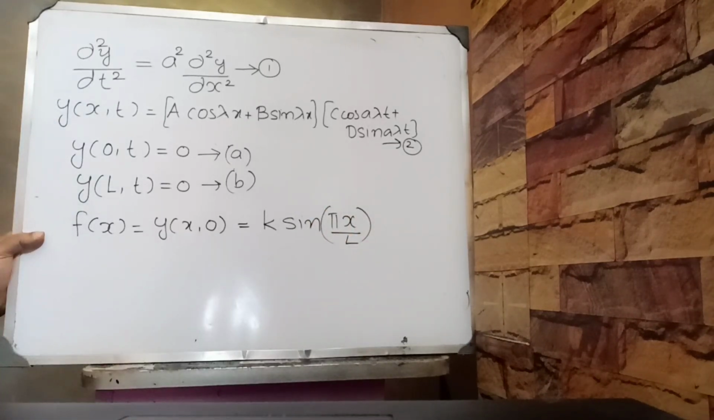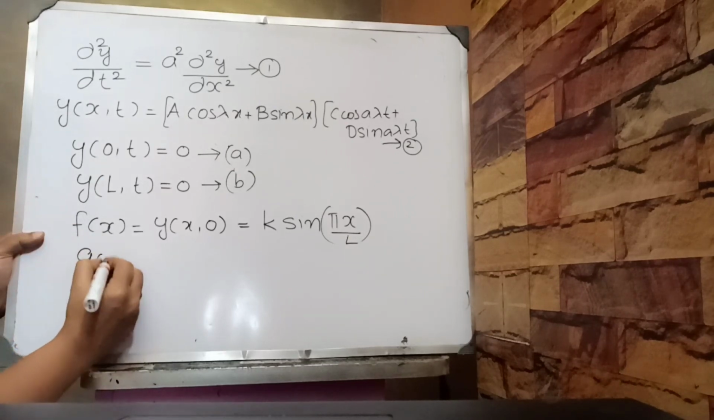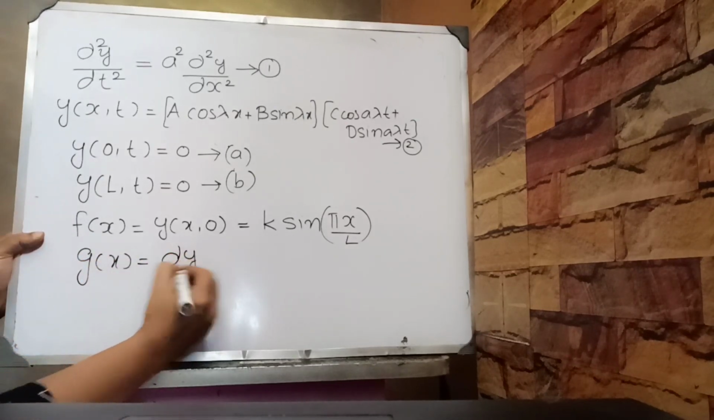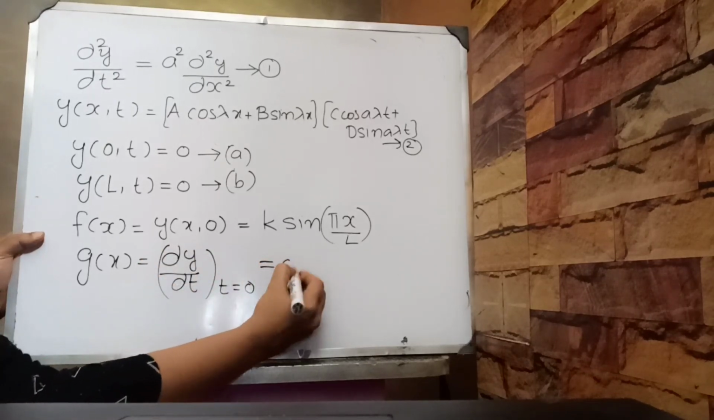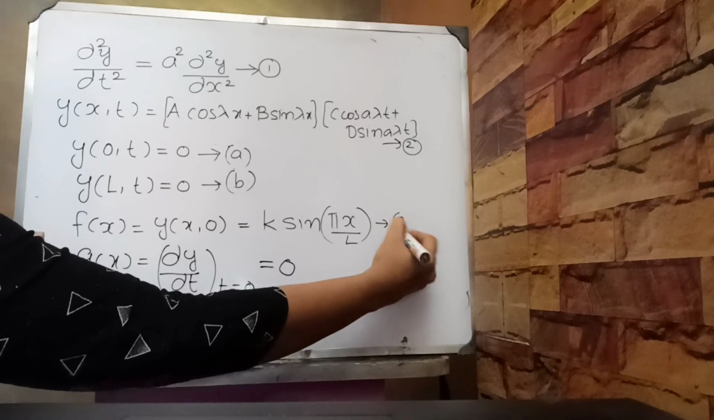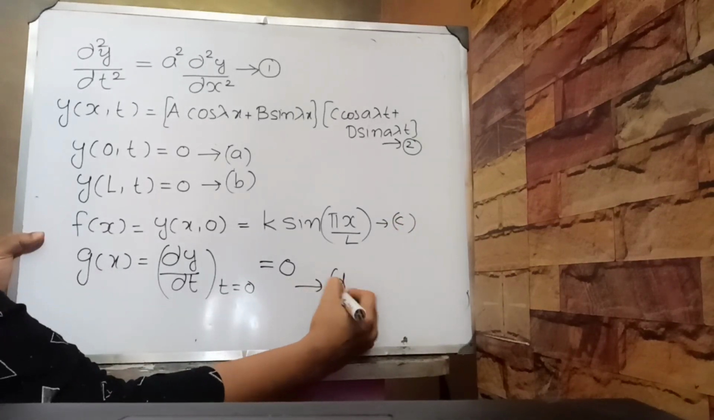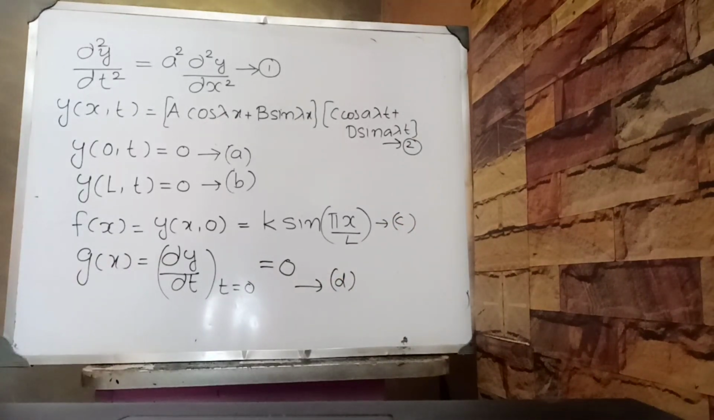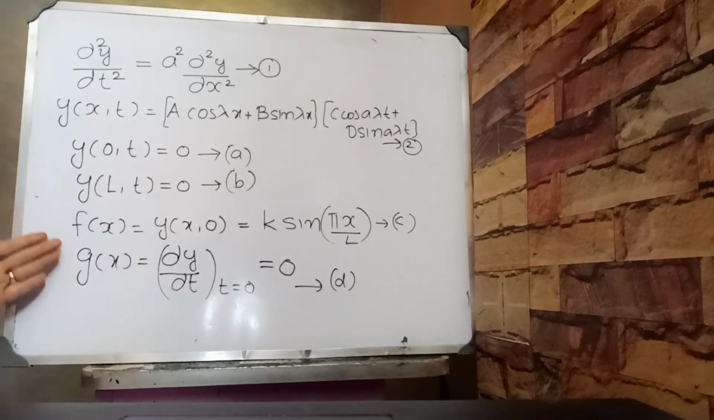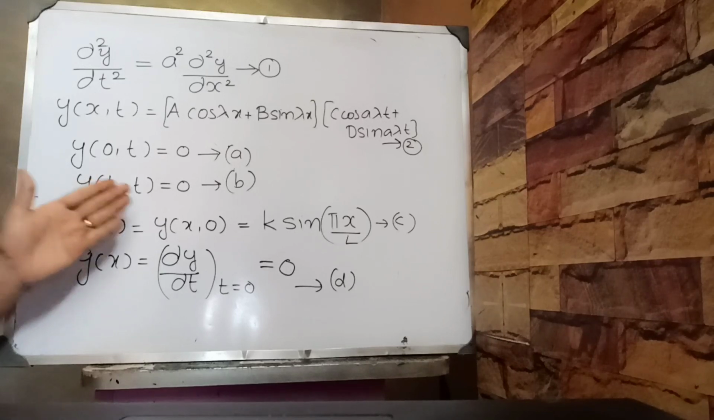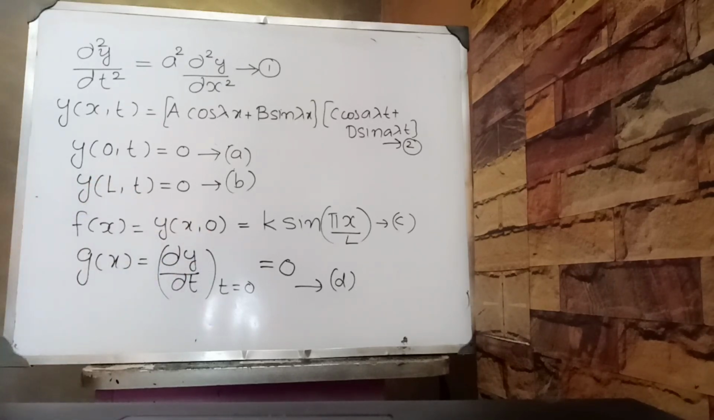As the string is released from rest, we have g(x) equal to ∂y/∂t at time t equal to 0, which is 0. So we have the boundary conditions y(0,t) equal to 0, y(L,t) equal to 0. The initial conditions are f(x) equal to y(x,0) equal to k sin(πx/L), and the initial velocity g(x) is 0.